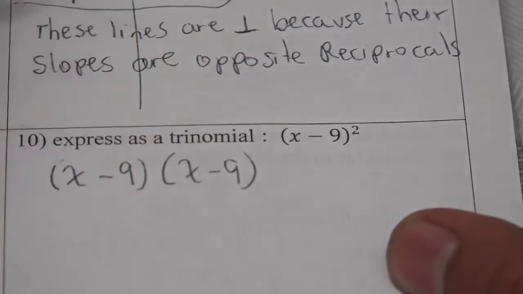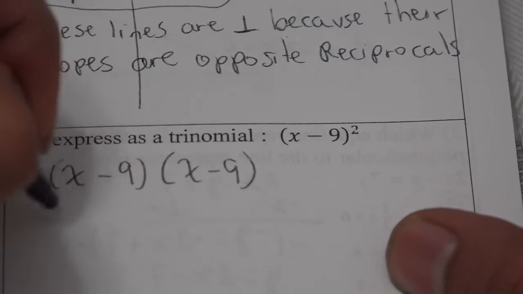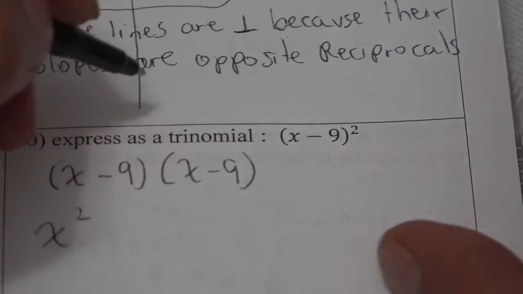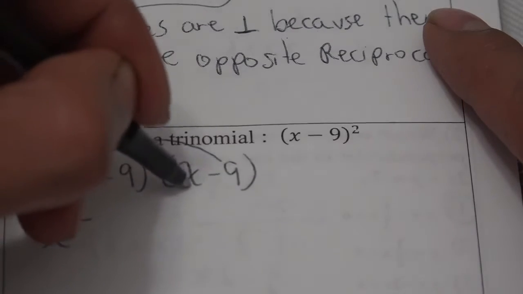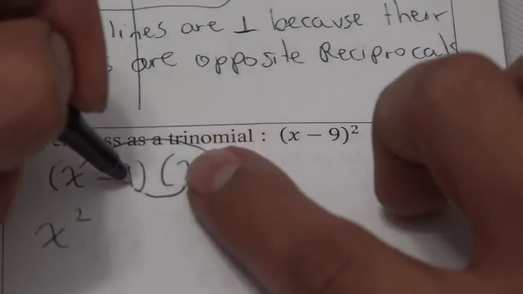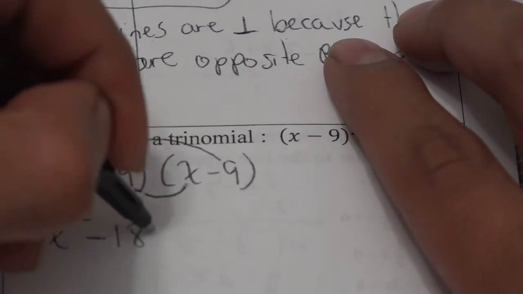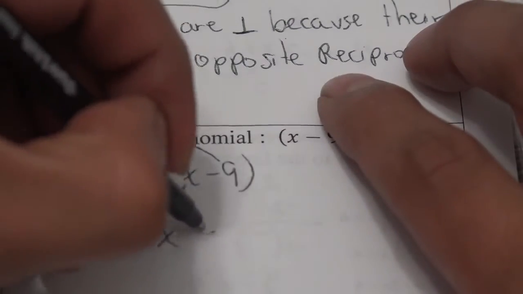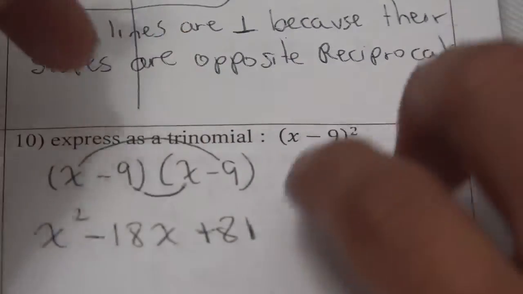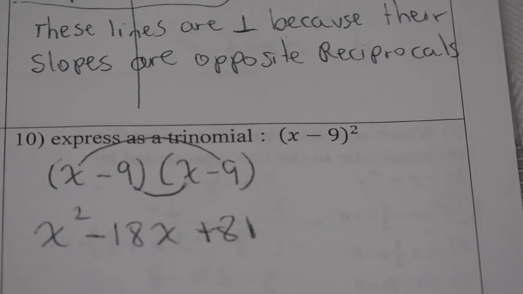Expressed as a trinomial. Well, x minus 9 to the second power is nothing more than x minus 9 times x minus 9. So then x times x is x squared, okay? And look, to get the middle term, do a smiley face like this. So this is 9x and this is 9x. So the whole thing is negative 18x. And then negative 9 times negative 9 is positive 81. If this is the long way, there is a shorter way.